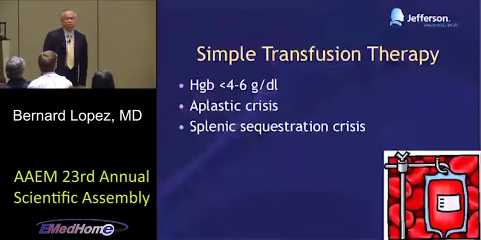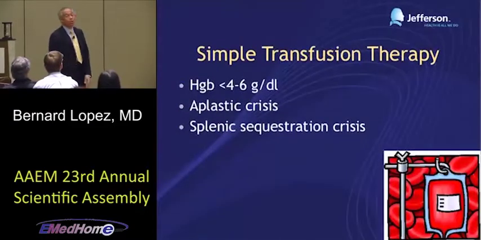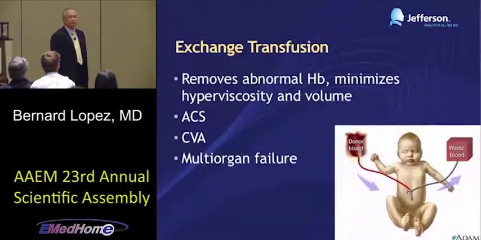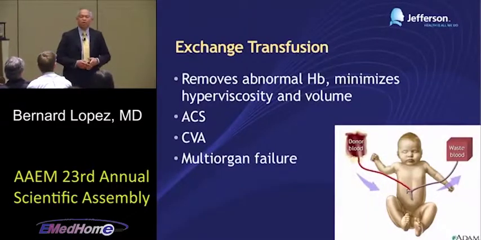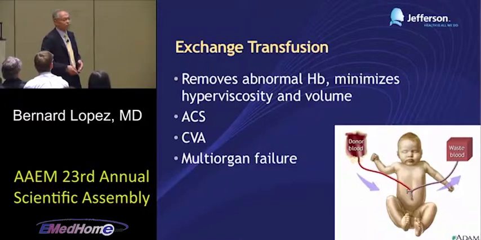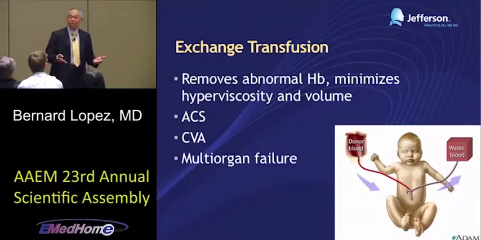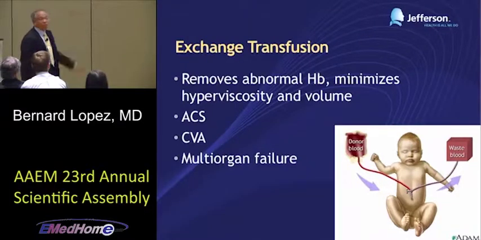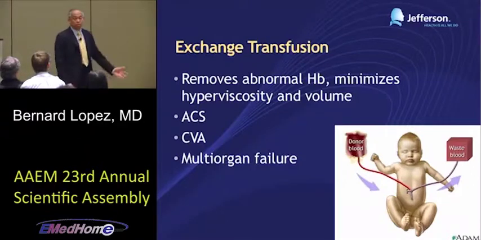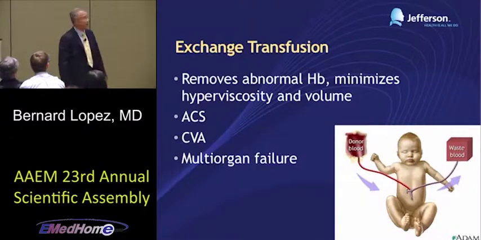When do you transfuse? When they're anemic. Usually when they're below 6, we transfuse. If you're worried about volume overload, we do exchange transfusion. We get rid of the sickled red cells, give normal red cells. We typically do this with acute chest syndrome, with stroke and multi-organ failure.